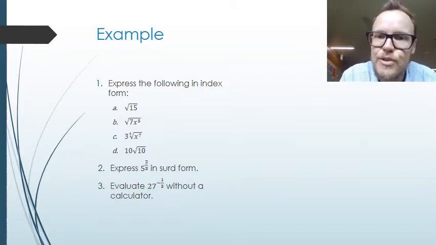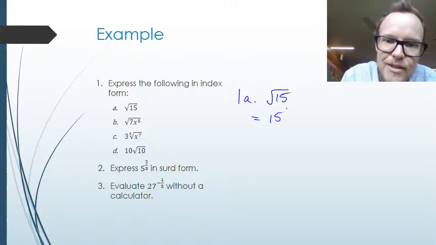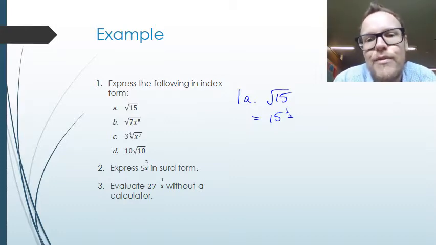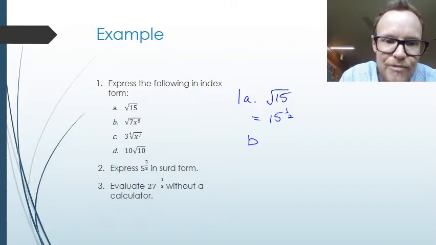If we're looking at doing some examples here for expressing the following in index form, let's look at 1a first. In index form, square root of 15. That's equal to 15 to the power of 1/2, because the square root is the second root of 15 in this case.